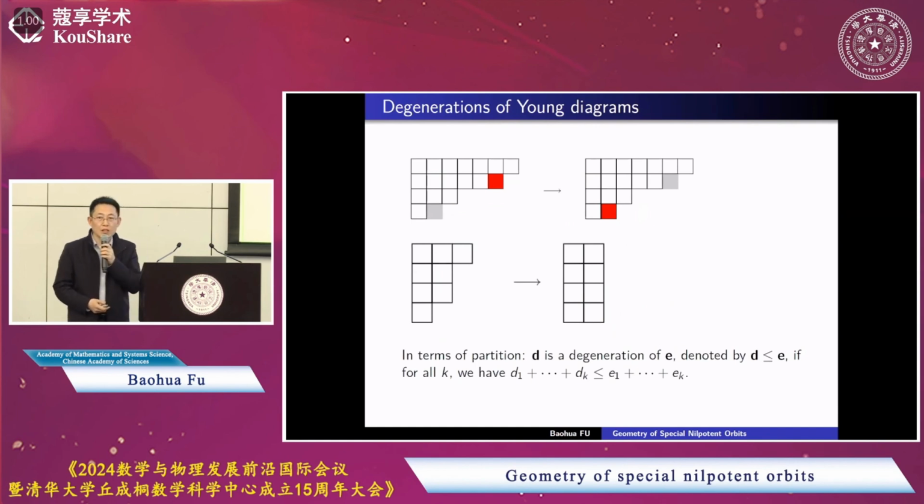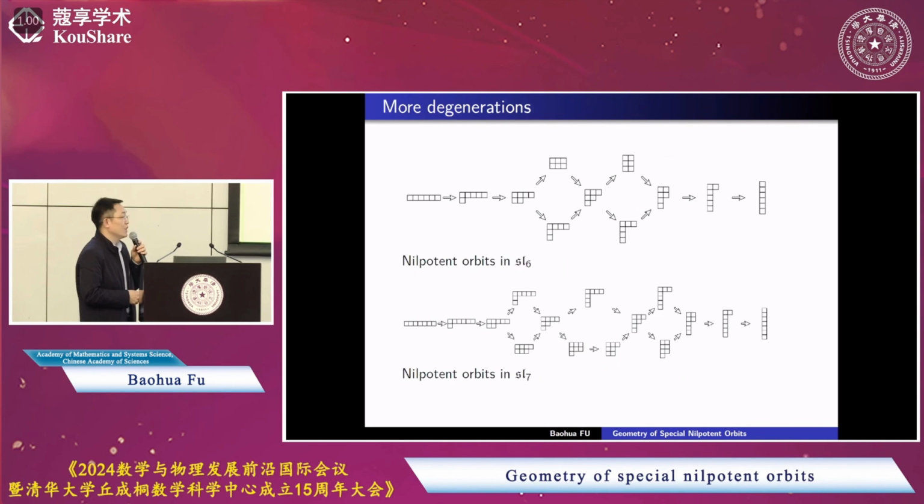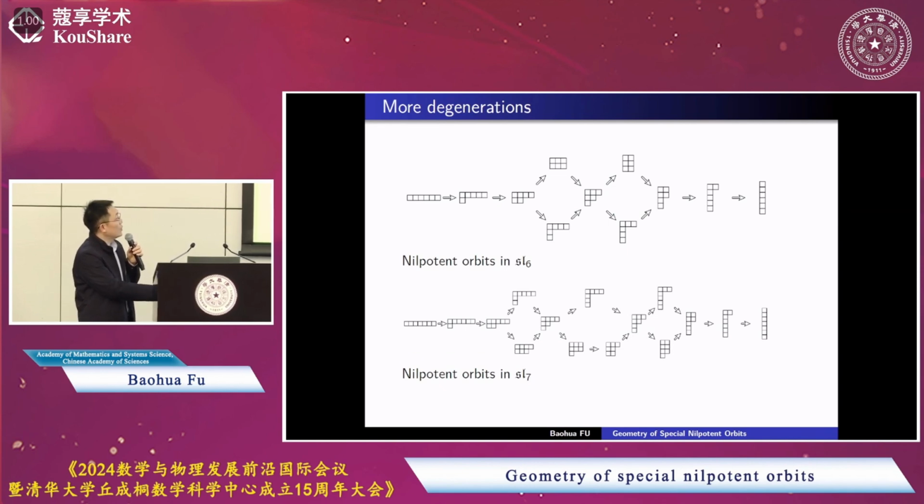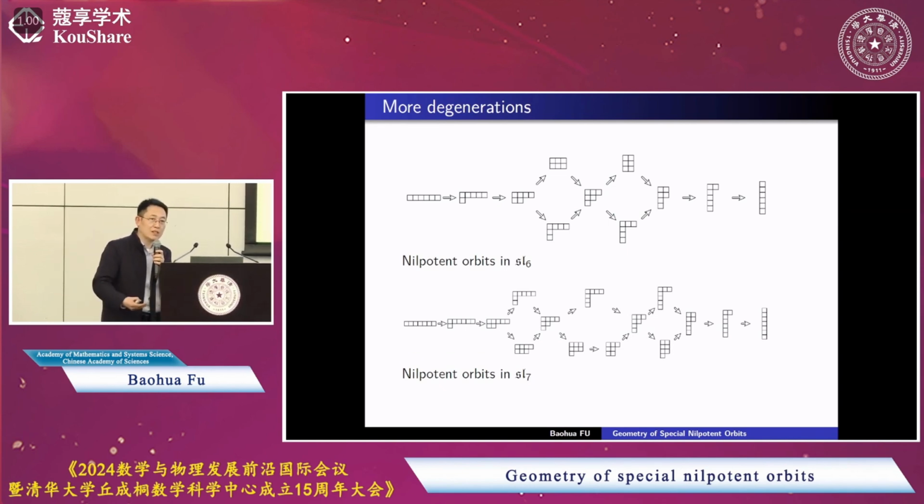And whenever you have a Young diagram, you can consider degenerations. What does degeneration mean? It means you can move one box downward. For example, this red one, you can move to this green one, and so on. So from this partition, you get a lower partition. And mathematically, this is given by this inequality. And then you can do this scheme for higher order, for example SL6. You have 6 boxes and you have a lot of degenerations, and with 7 boxes you have more degenerations. And you can imagine that with more boxes, the situation becomes more and more complicated.